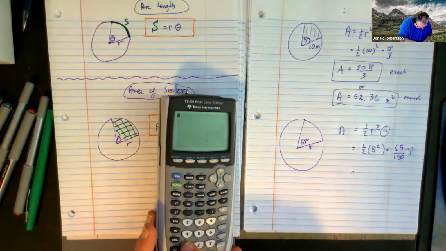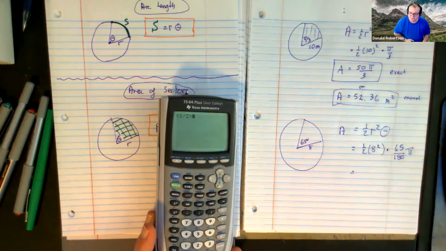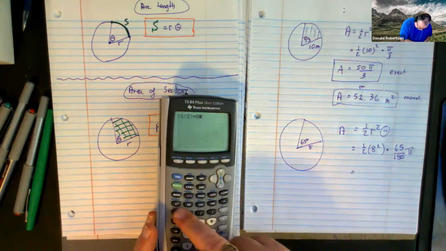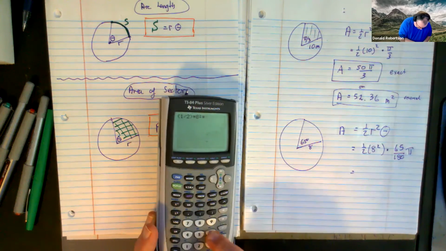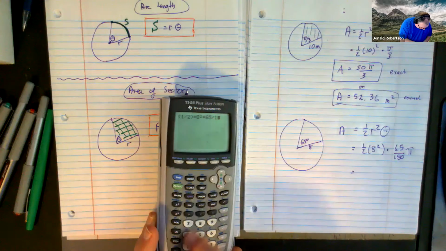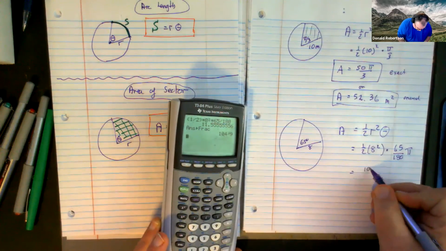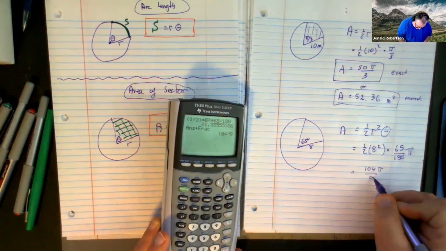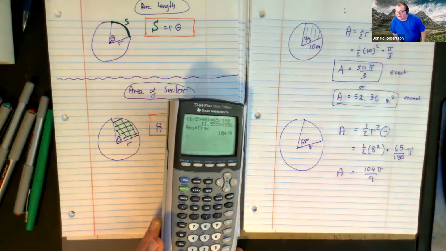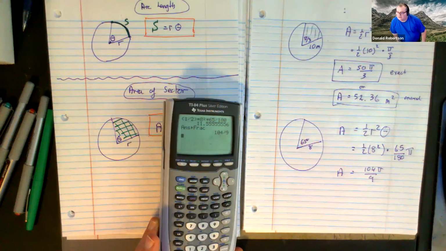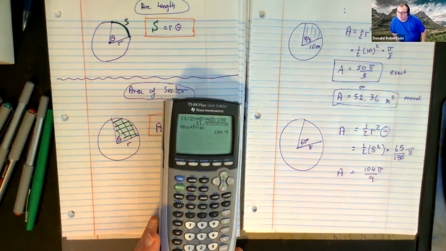It would be 1/2. I like putting brackets around things, even if I don't need them. So there's 1/2, multiplied by 8 squared, multiplied by 65, divided by 180. And that's a decimal, which is fine. And then you do the math button, number 1, and it turns it into 104 ninths. Do you see how easy that was if I let the calculator do all the heavy lifting? So I don't need to worry about cancelling and simplifying and just making my life harder than it needs to be.